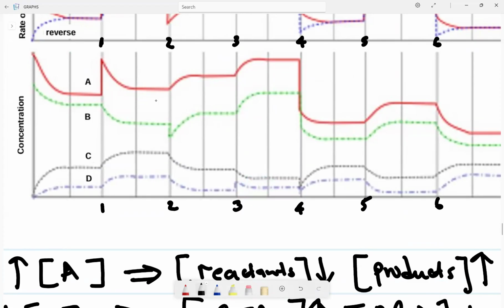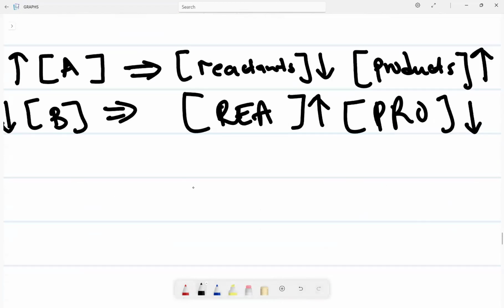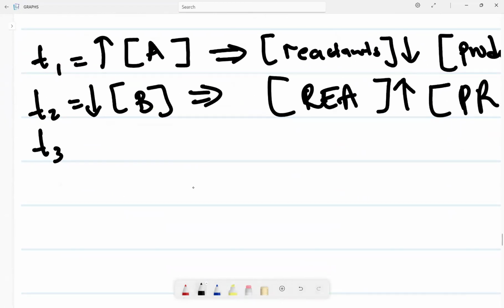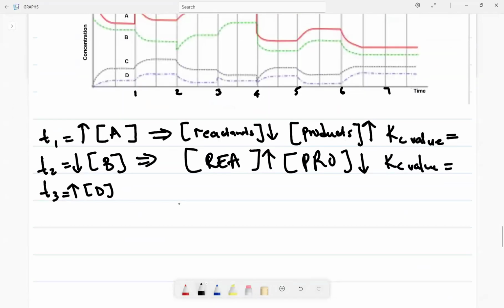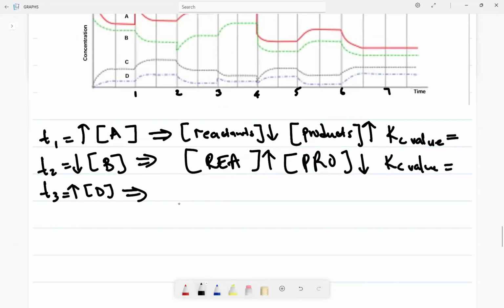So now the concentration of what? Of D was increased. Increase in concentration of D. Let me minimize this. Then what will happen? What will Le Chatelier do?